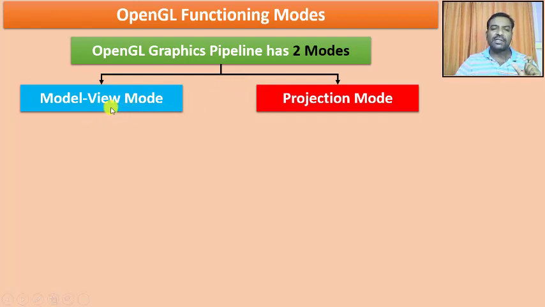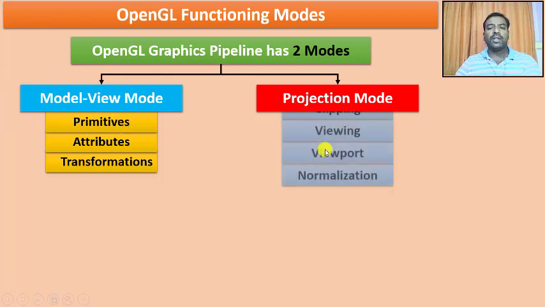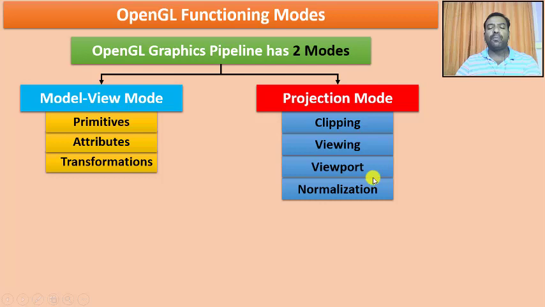If you want to design your scene, you need to be in the model view mode. If you want to set the viewport, the clipping window or the viewing window, or any sort of projection operation, you need to be in the projection mode, and you should keep shifting between these two modes whenever it's required. The operations I just told you, the primitive operation, the attribute operation, the transformation I apply to my object, all this is going to be under the model view mode. And anything about the clipping window, viewing window, viewport, normalization, all these things will be under the projection mode.